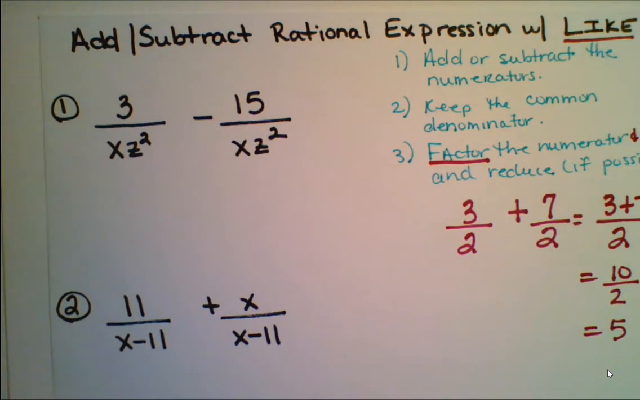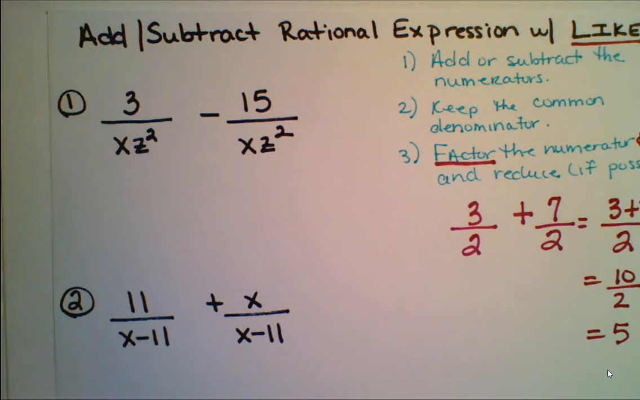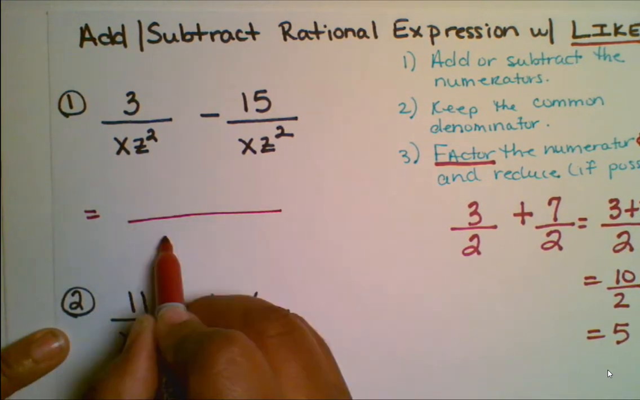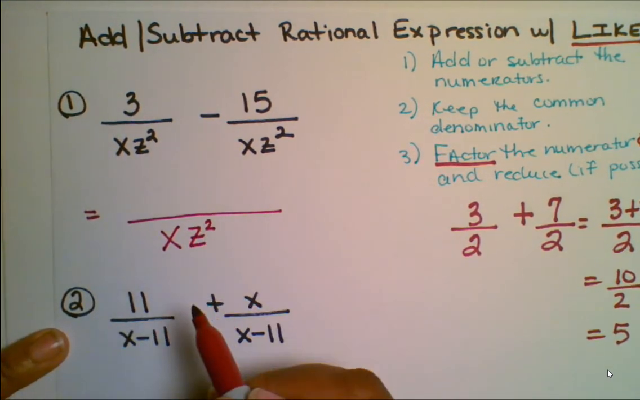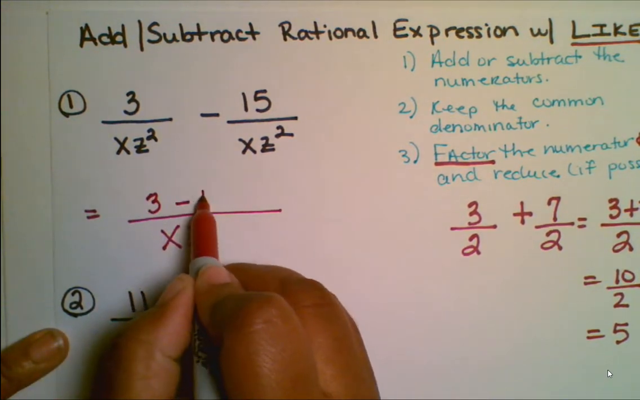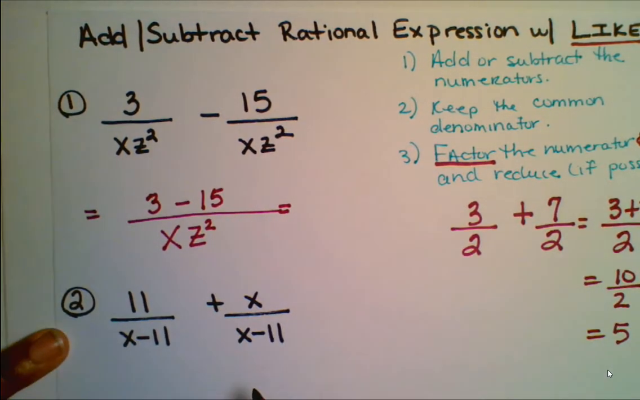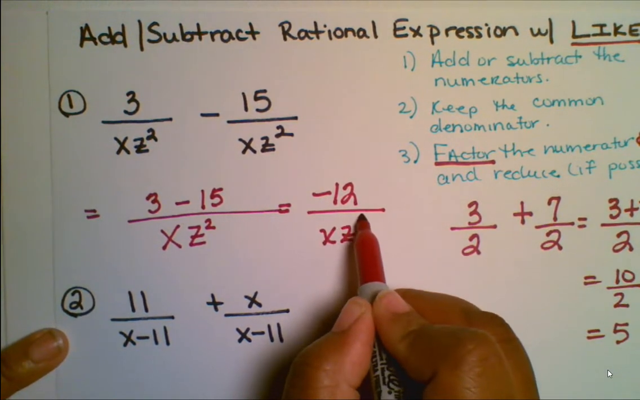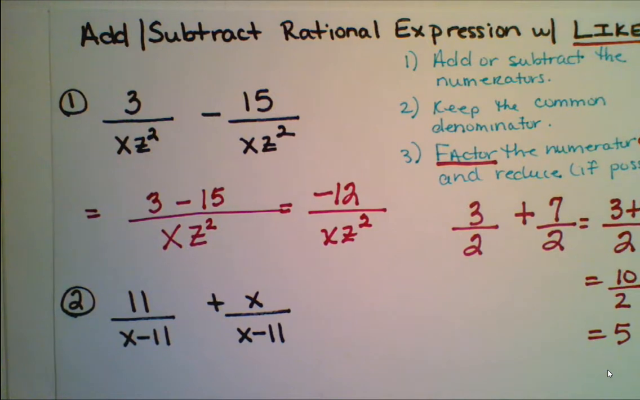3 over xz squared minus 15 over xz squared. We have a common denominator, that is xz squared. Let's bring together our numerators. And we have here 3 minus 15, which gives us negative 12 all over xz squared. Now, the numerator and denominator, they are monomials. We cannot factor those, so we're finished with this example.